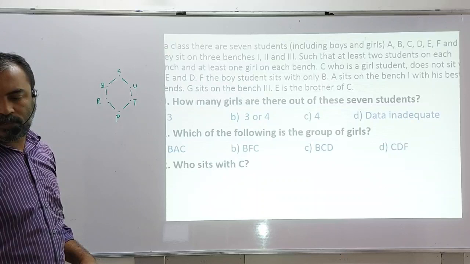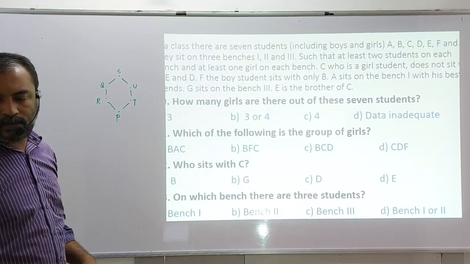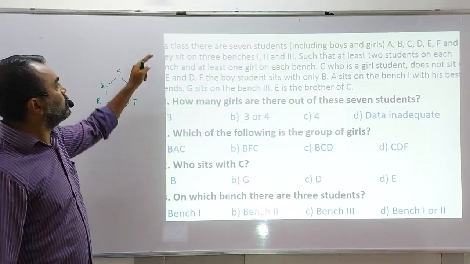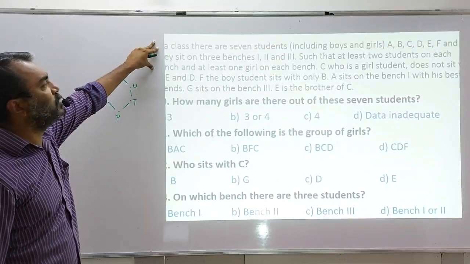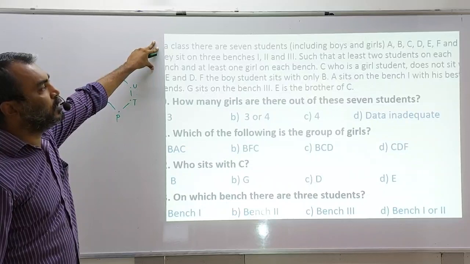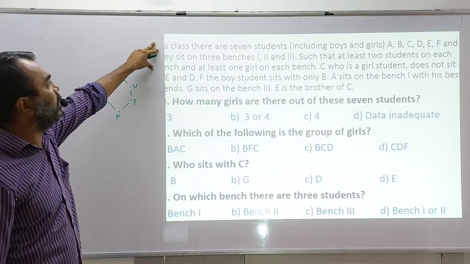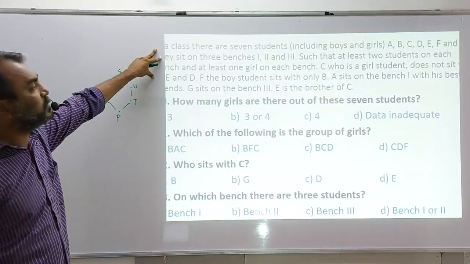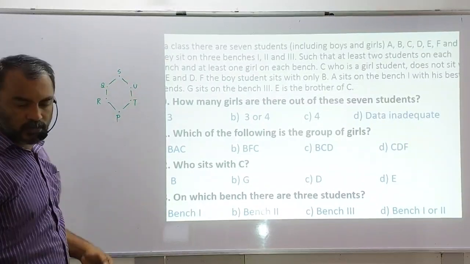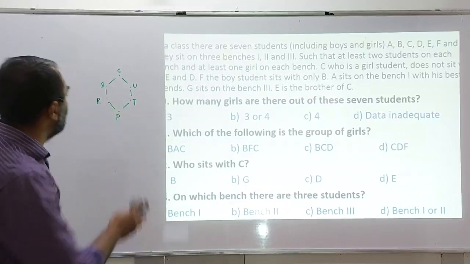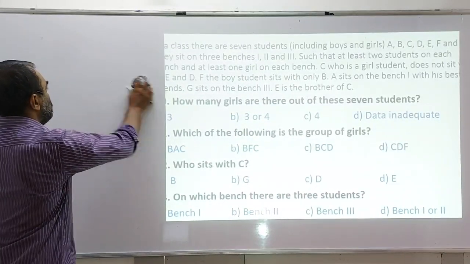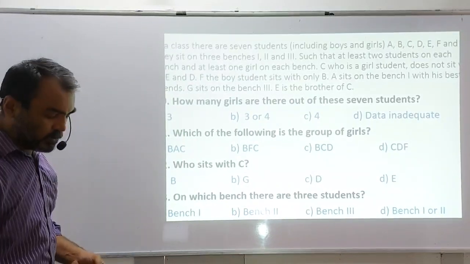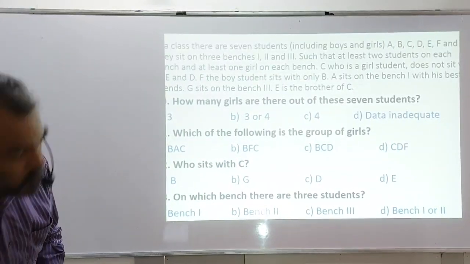Now this question is a slightly trickier one. In a class, there are 7 students, both boys and girls: A, B, C, D, E, F, and G. Okay, the G is missing, so mention the G. They sit on 3 benches. Now we have got 3 benches. So what we have got? Let me draw the benches first. The question is slightly cut off today, but not an issue.